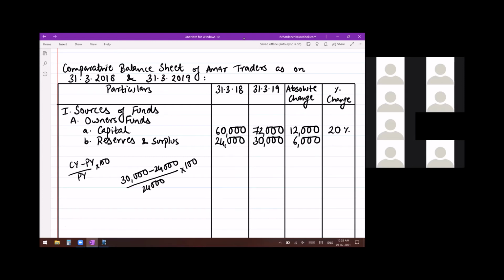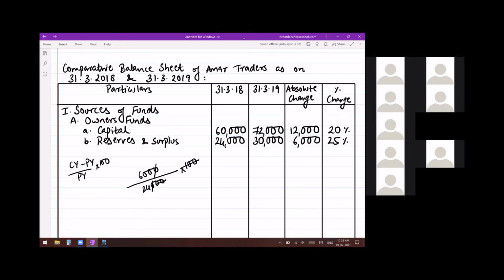Change upon initial. 30 minus 24, that is 6,000, divided by 24,000 into 100. Anybody with the percentage? 25. 25%. Correct. Percentage change 25%. Okay. We have completed owner's funds.